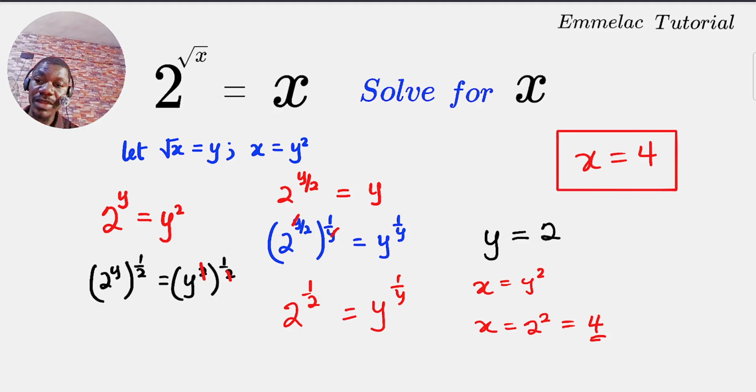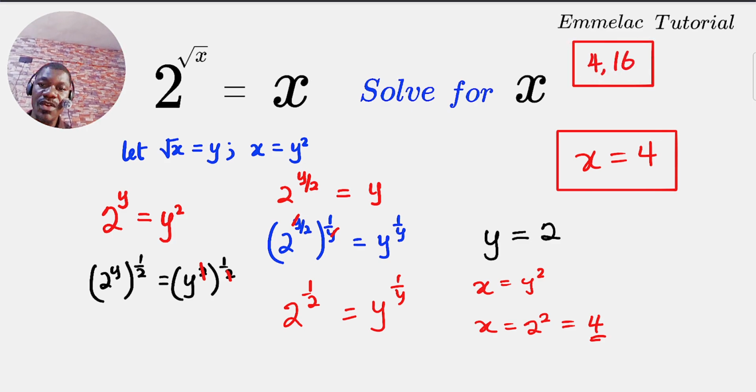However, using the Lambert W function, you get to have 4 and 16.